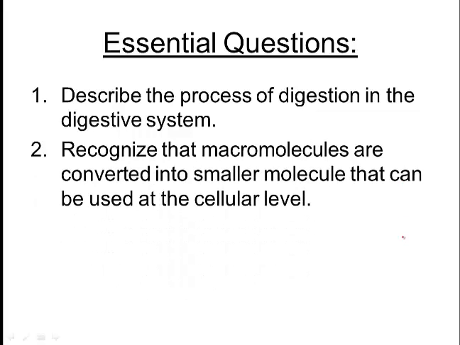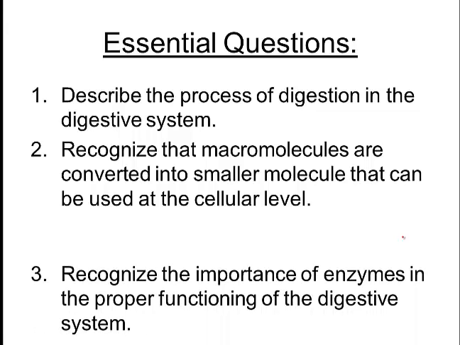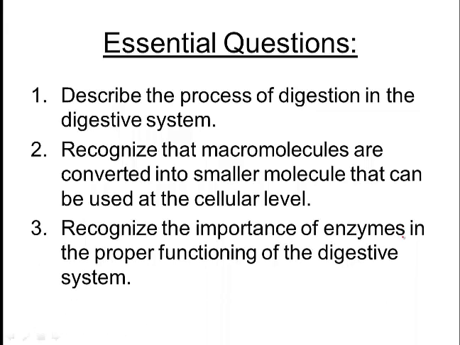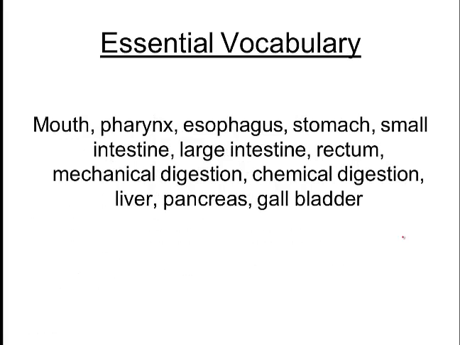You recognize that the macromolecules that we eat have to be converted into smaller molecules that can then be used inside of our cells. And you'll look at the importance of enzymes and the proper functioning of the digestive system. So we just did a whole unit on enzymes, and now we're going to continue on with that. So here's some of the essential vocabulary. Now, most people have studied the digestive system before, and a lot of this should be reviewed, but you'll see a few new things in here.